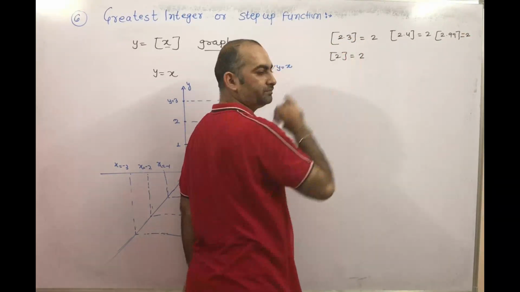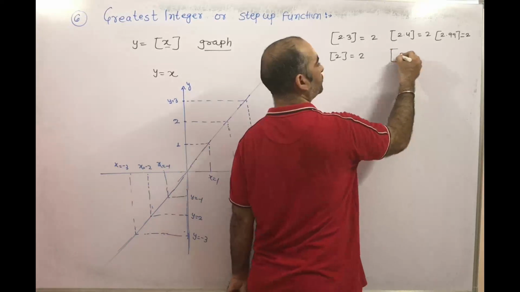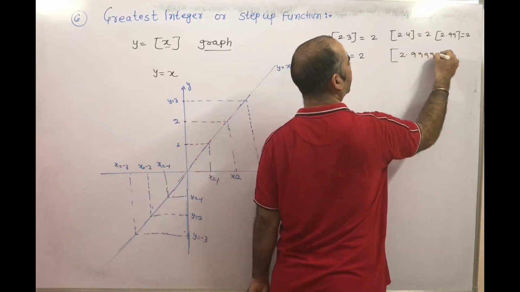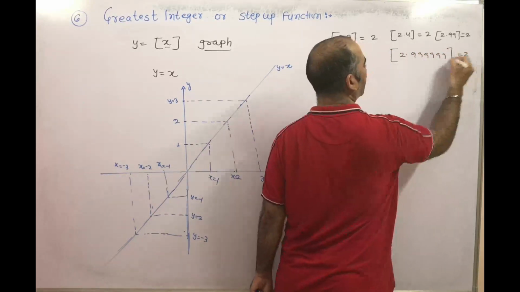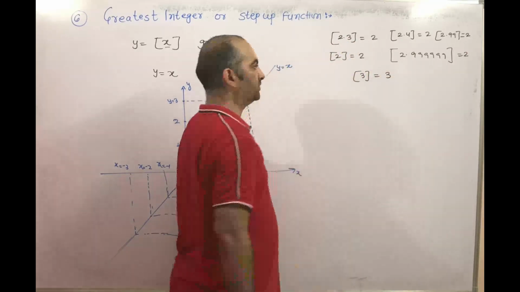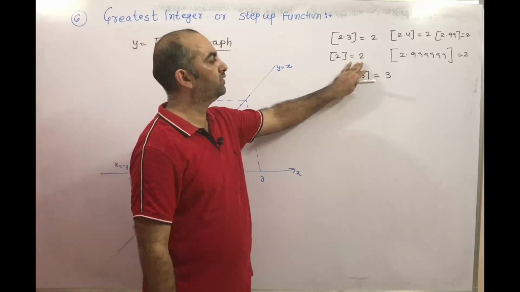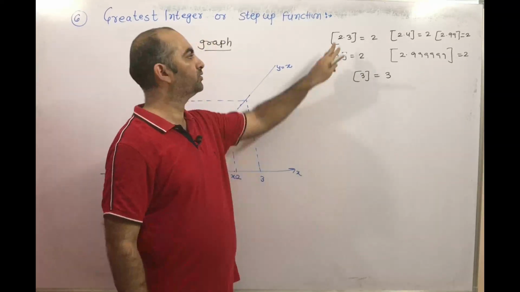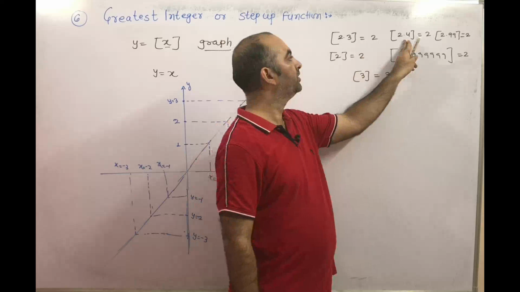2. Greatest integer of 2.999999, what will come? 2. And greatest integer of 3 is what? 3. So greatest integer of 2 is 2 only. Greatest integer of 2.1 is also 2 only. Greatest integer of 2.3 is also 2 only. Greatest integer of 2.4 is what?